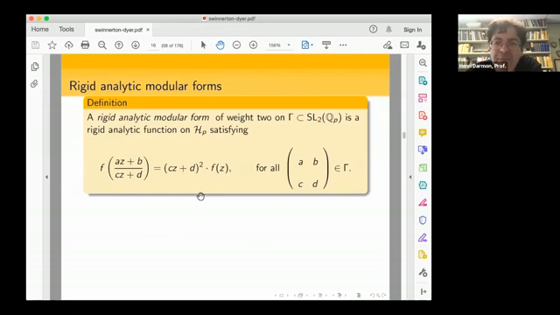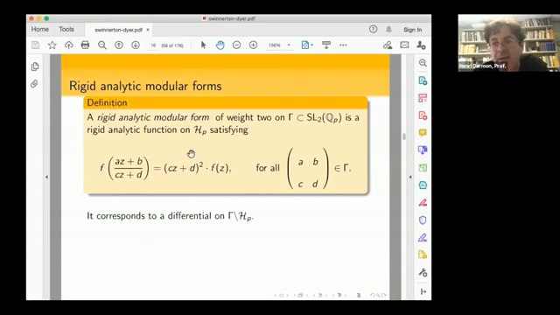Okay, now we can talk about rigid analytic modular forms. Once we have a p-adic symmetric domain, which plays the role of the upper half plane, we say that a rigid analytic modular form of weight 2 on this discrete group gamma is simply a function on H which transforms like a modular form of weight 2. Okay, so that's the definition. And the usual yoga: something that transforms like this is a section of a certain line bundle, which is identified with the differentials on the p-adic upper half plane which are gamma invariant. So it actually descends to a differential on this quotient.